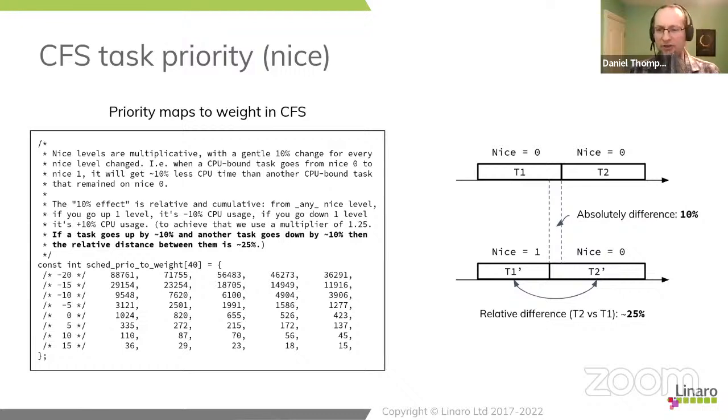And then the relative difference goes up and up over time, and it's arranged so that every step goes this 10%. But that means if you move 2 steps, you're now moving closer to 25% of the part and so on. And you can see by the time you hit the extreme weights, a nice of 19 is going to get very little of the CPU compared to level 0.